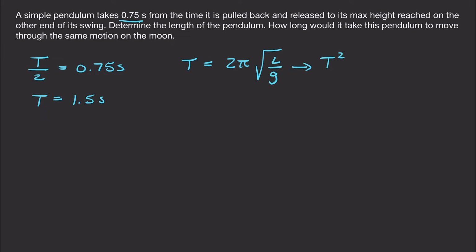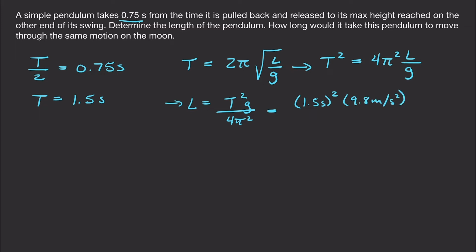And so now if we solve, I'll just square both sides, go through some of the algebra. This will go to 4 pi squared times L over g. Then we can solve for L just by multiplying by g and dividing by 4 pi squared, and we get T squared times g divided by 4 pi squared. And if we plug in, we have 1.5 seconds for the period, 9.8 meters per second squared for gravitational acceleration, and 4 pi squared on the bottom. That gives us a length of 0.56 meters.